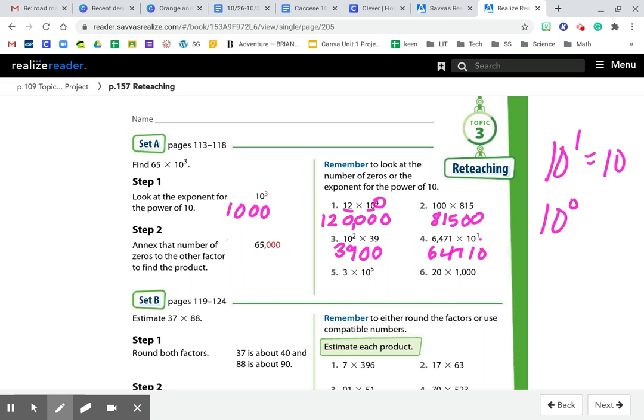10 to the 0 power is a 1. That one's a little weird. 3 times 10 to the 5th power is a 3 and 5 zeros. And of course, none of these are the tricky ones. Like, 40 times 50. 2 times 1 is 2, and I have 1, 2, 3, 4 zeros.